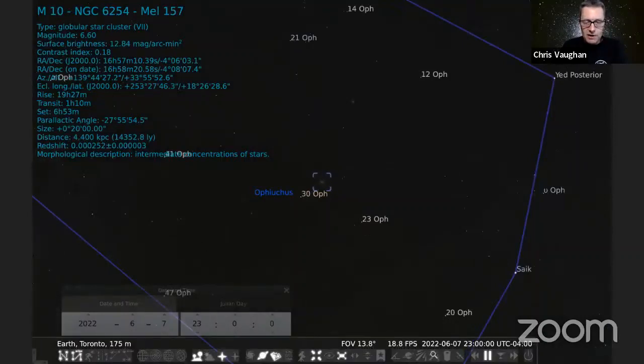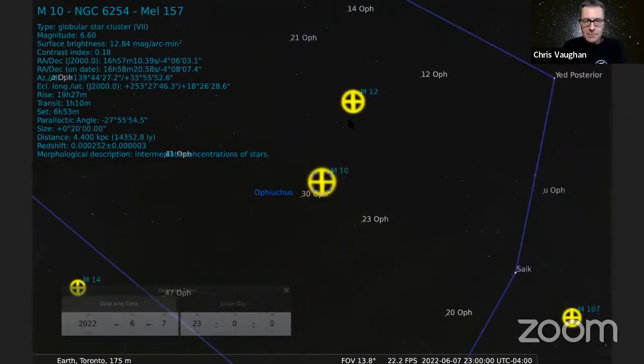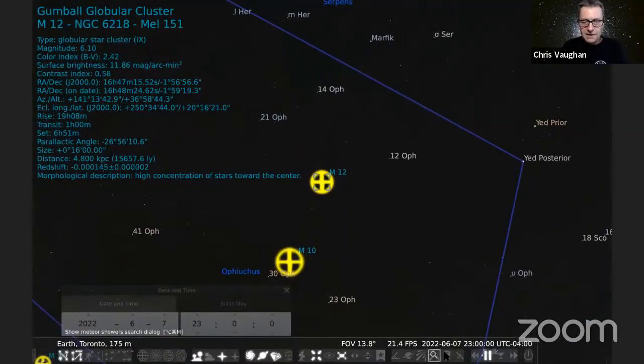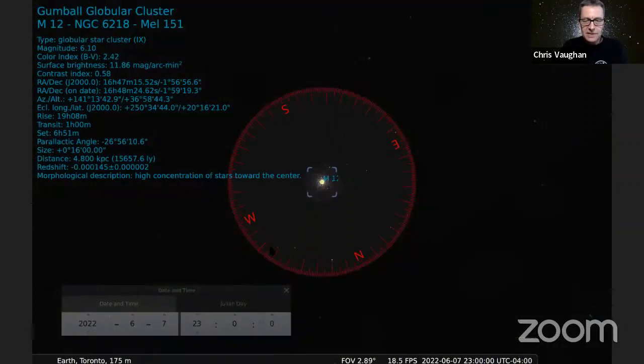Next up is M12. M12 is its neighbor inside Ophiuchus. I'll bring up the view in the Dobsonian. You can see it's about the same size, but it's more concentrated, a little bit brighter. So it's medium bright, medium sized, 16 arc minutes across. This one's going to be visible in binoculars and any size of telescope. You can actually share the view with M12. M10 and M12 will share the view in binoculars together at the same time.